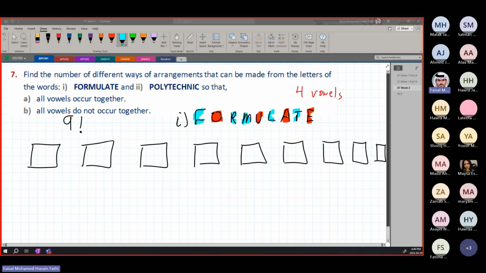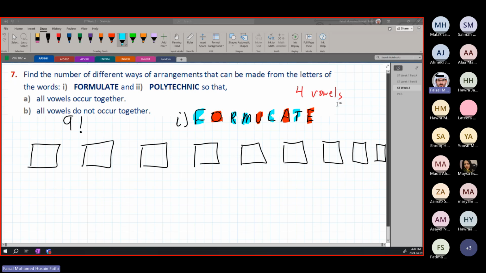Sorry about that, guys. I'm back. Where were we? Again, I apologize. So let me repeat the question from the beginning. Find the number of different ways. So we're arranging. All the vowels occur together. So we have the word formulate. We found out the number of vowels that we have. We have 4 vowels.